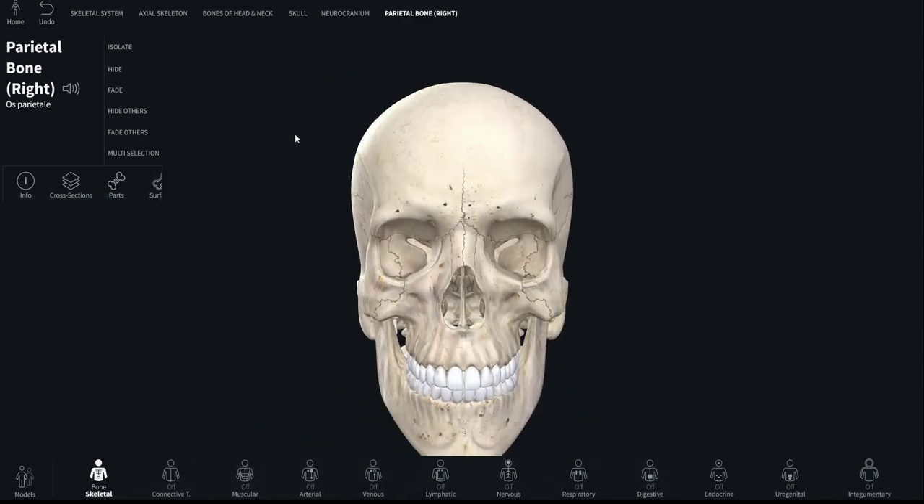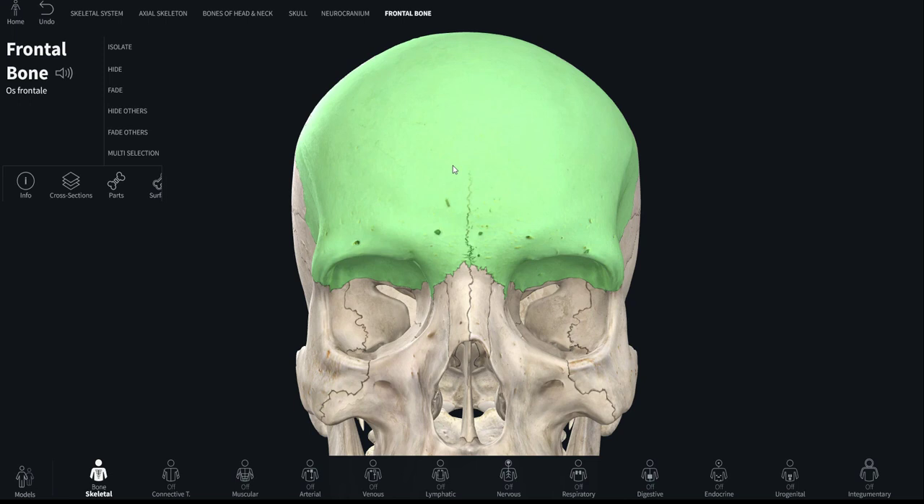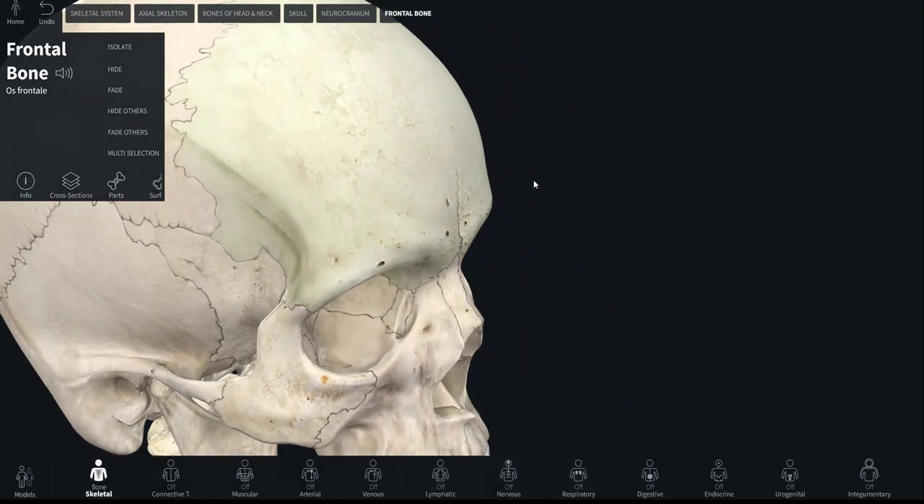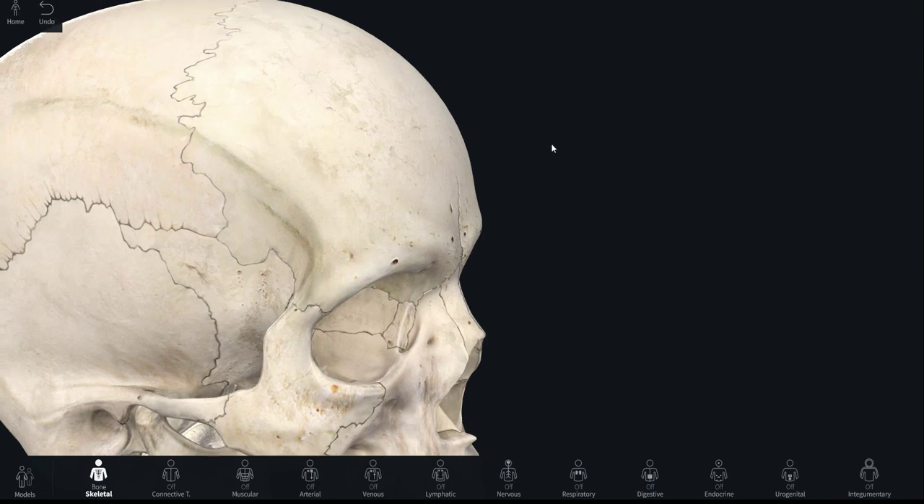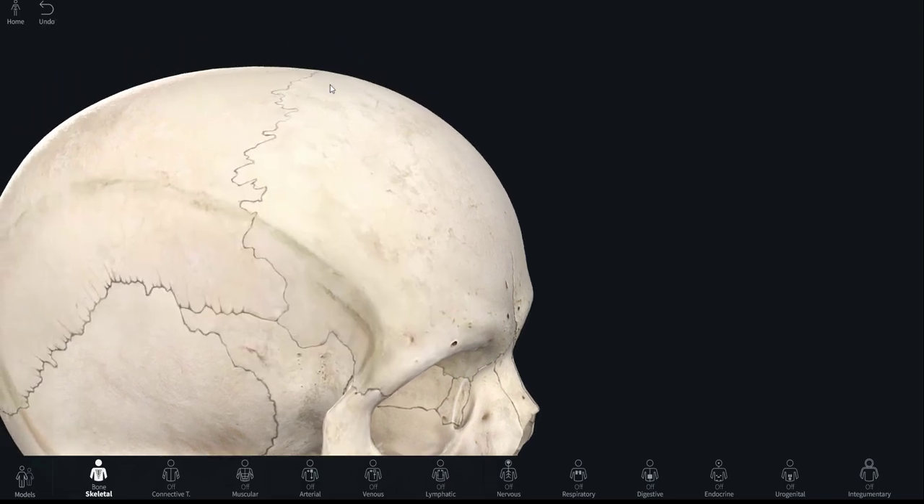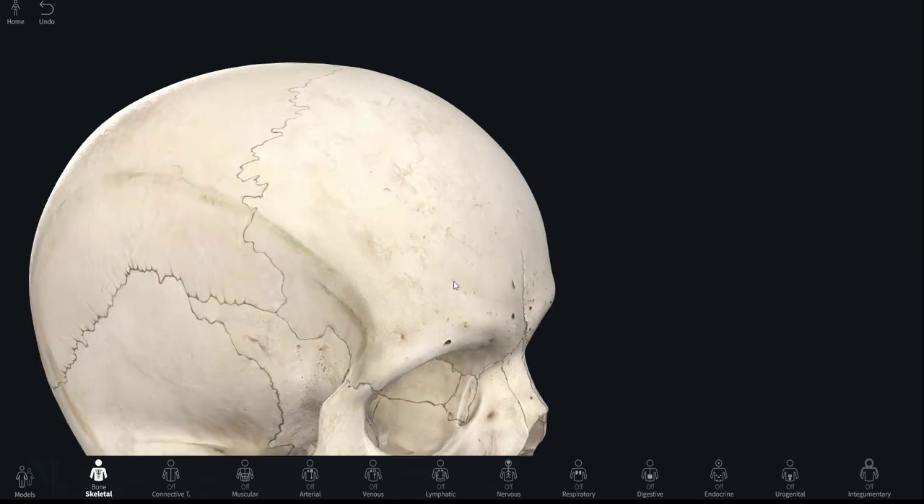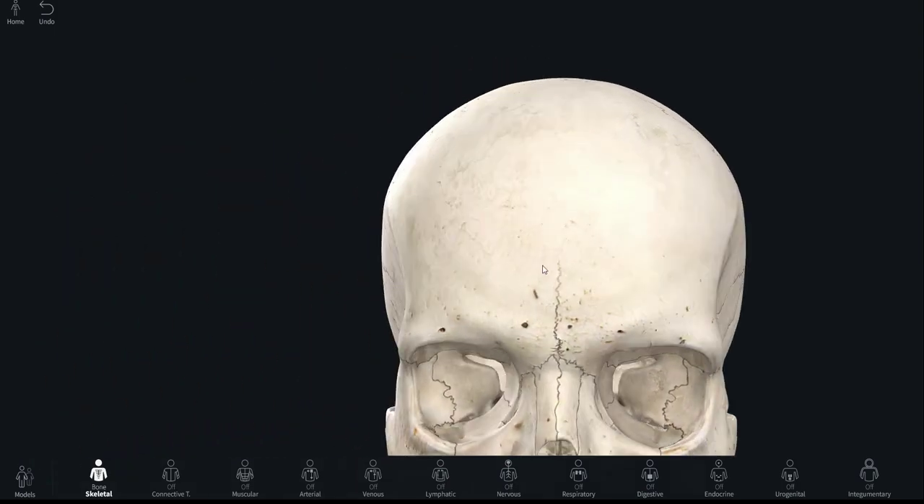So the frontal bone is located over here, just at the front, and as you can already see, the frontal bone is forming, you can appreciate it here, most of the forehead, all of the forehead in fact, right? It is forming part of the scalp as well and the forehead also, right?